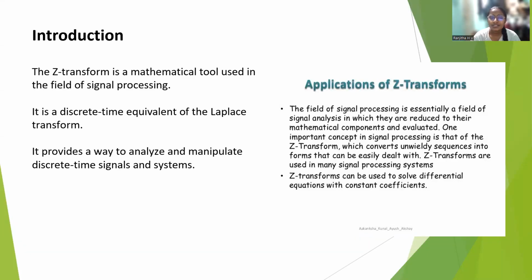Today we are going to discuss Mathematics 3. In that, we took a topic about Z transformation. What is meant by the Z transform? The Z transform is a mathematical tool used in the field of signal processing. It is a discrete time equivalent of the Laplace transform. It provides a way to analyze and manipulate discrete time signals and systems.